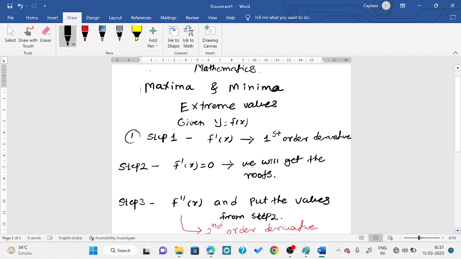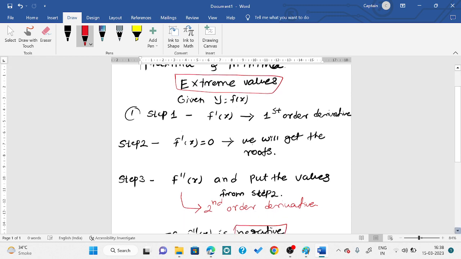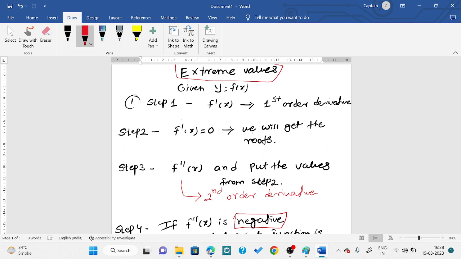So where we are starting, we are finding the maximum and minimum values, which are also known as the extreme values of a function. Extreme value means positive and negative. So y is equal to f of x is provided to us. Very first step, we need to find the first order derivative. Then we put the first order derivative equal to 0, because we need to find the roots. Root means the solution of that problem. Solution means which value I should substitute so that I get 0.